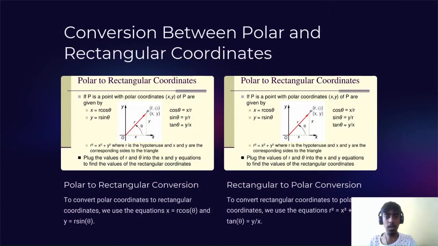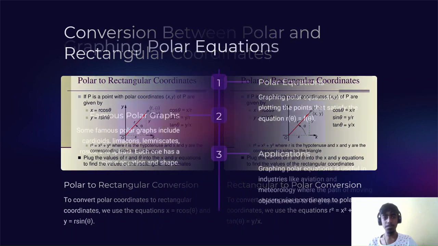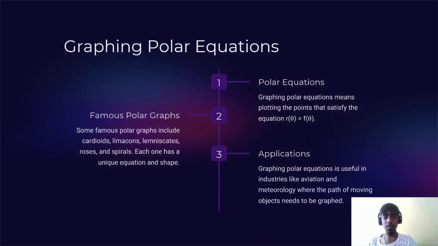Conversion between polar and rectangular coordinates. Polar to rectangular conversion. To convert polar coordinates into rectangular, x is equal to r cos theta and y is equal to r sin theta. Rectangular to polar conversion. To convert rectangular coordinates to polar coordinates, we use the equations r square is equal to x square plus y square and tan theta is equal to y by x. Graphing polar equations. Polar equations means plotting the points that satisfy the equation r is equal to f of theta.